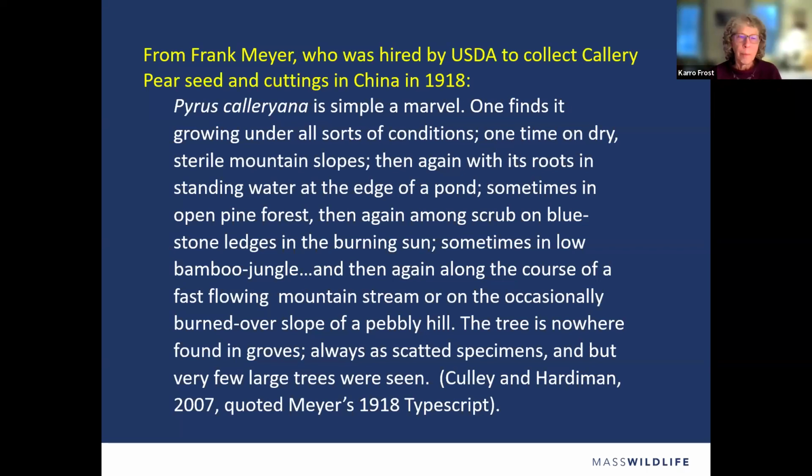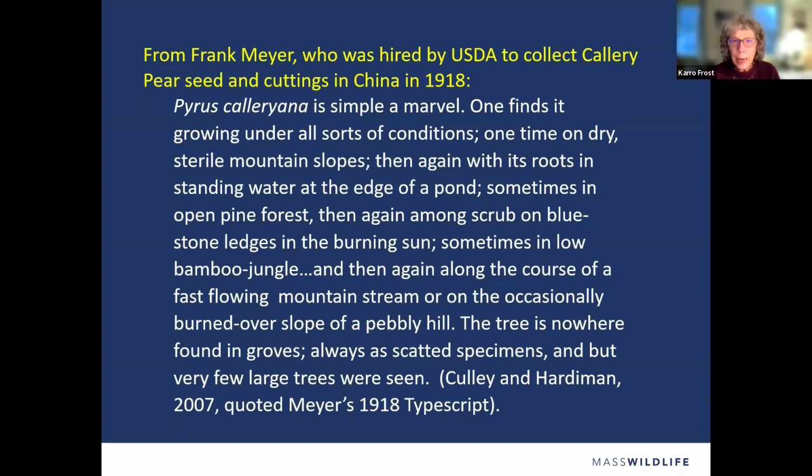So he said, "Pyrus calleryana is simply a marvel. One finds it growing under all sorts of conditions, one time on dry, sterile mountain slopes, then again with its roots in standing water on the edge of a pond, sometimes in an open forest, then again among scrub on bluestone ledges in the burning sun, sometimes in a low bamboo jungle, and then again along the course of a fast-flowing mountain stream or on the occasionally burned-over slope of a pebbly hill. The tree is nowhere found in groves, always as scattered specimens, but very few large trees were seen."